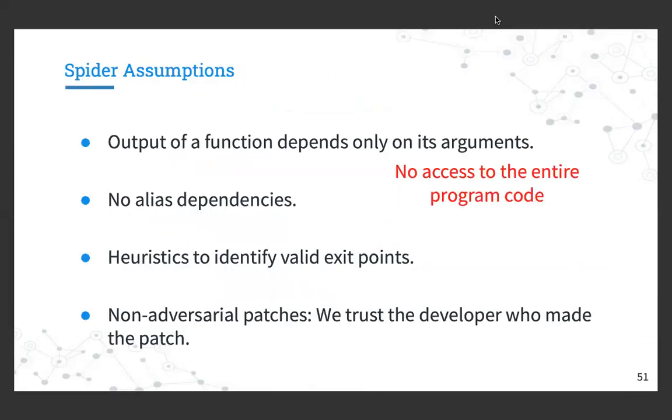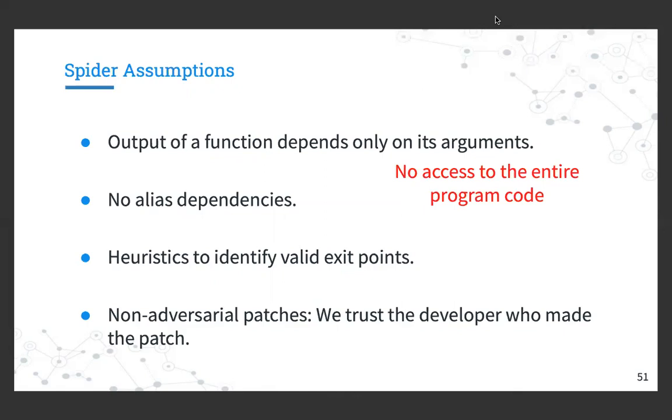Since Spider works only with the original file and the patched file, it has to make several assumptions. The first assumption is that the output of a function depends only on its arguments. The second assumption is that we do not consider dependencies through aliases. The reason for this is that to perform alias analysis, we need access to the entire program code base. Since we do not have it, we cannot perform alias analysis.